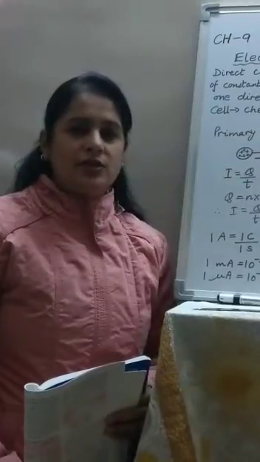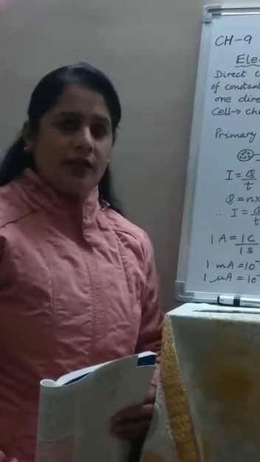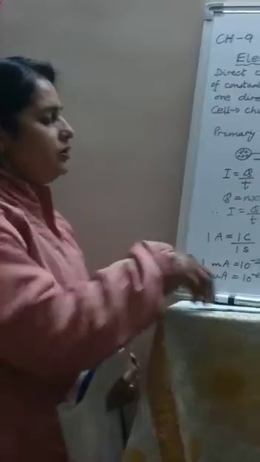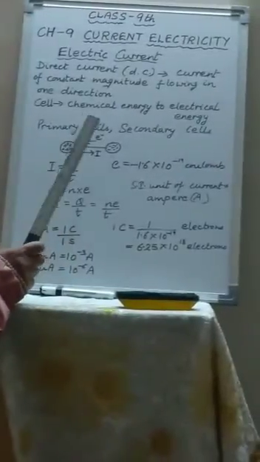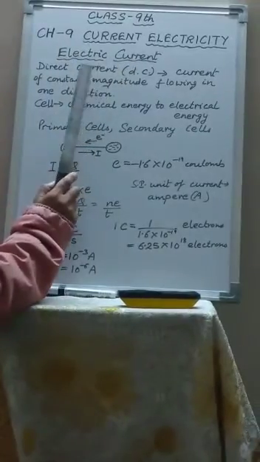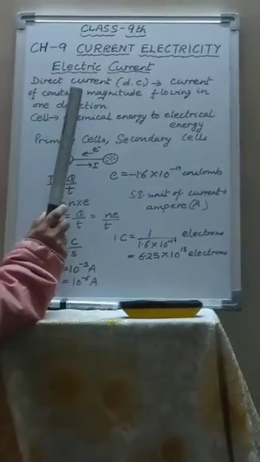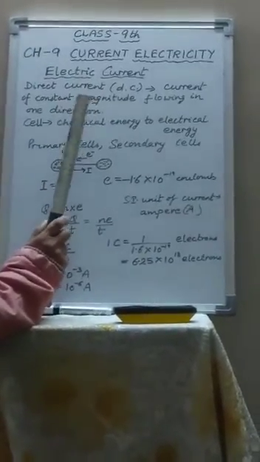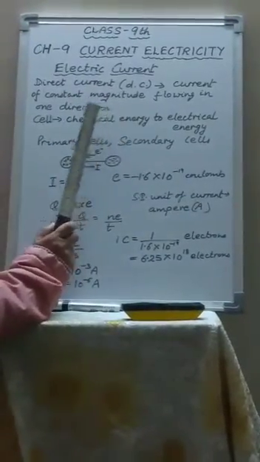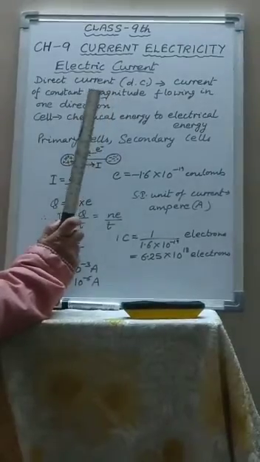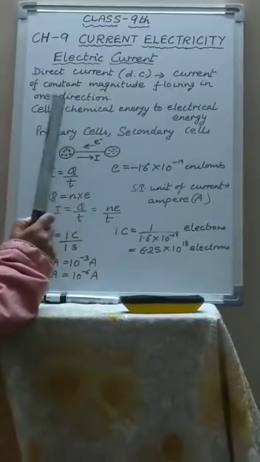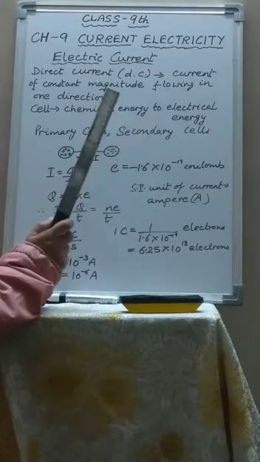Class 9. Today we will start a new chapter, current electricity. So children, in previous classes you have studied about electric current, about electricity. You have also studied static electricity, like when you rub two bodies against each other, there is transfer of electron from one body to the other body.